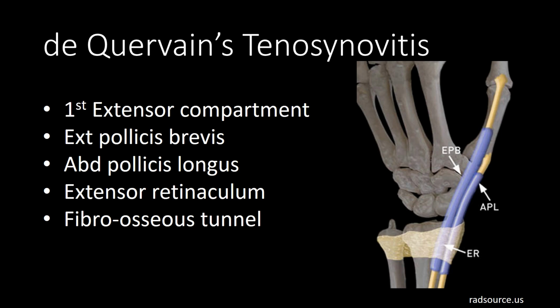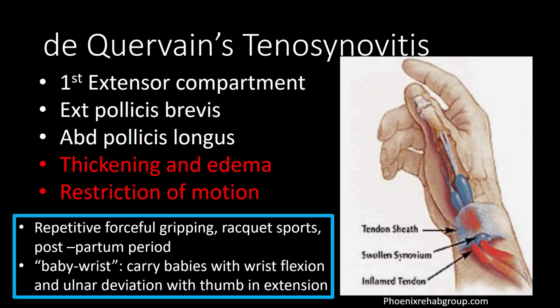So that first extensor compartment with those 2 tendons, along with the extensor retinaculum, form the fibroosseous tunnel. Whenever you have a tunnel, there is constriction and there can be restricted motion. And this is what de Quervain's tenosynovitis is. It is from overuse, where you have tenosynovitis and tendinosis that develop, and it leads to really painful restriction of movement of the thumb, and that normal glide of the tendons is lost.